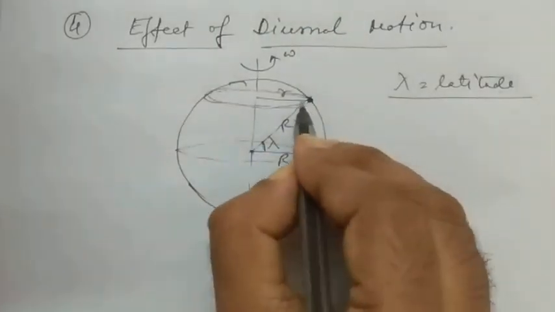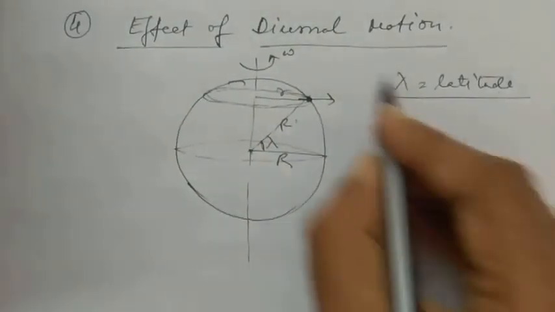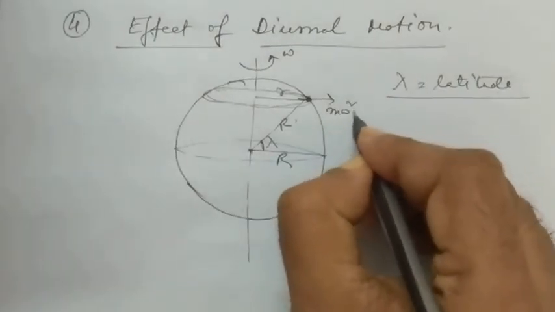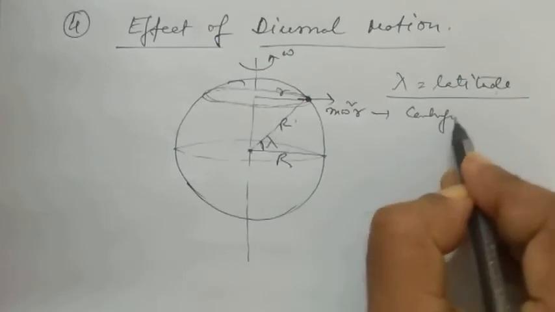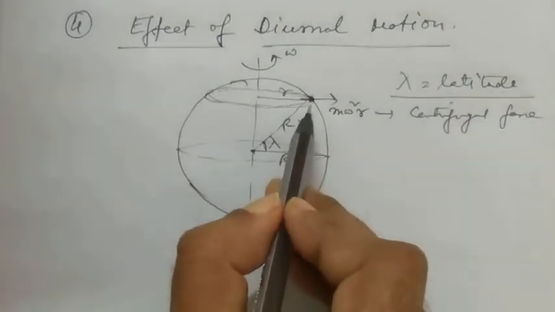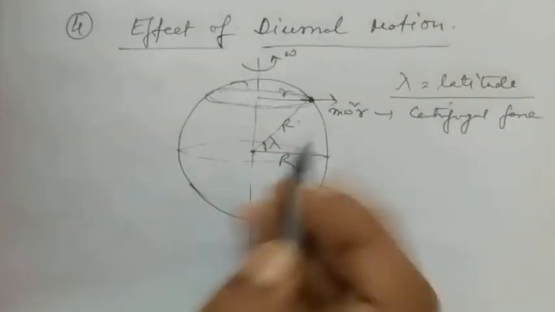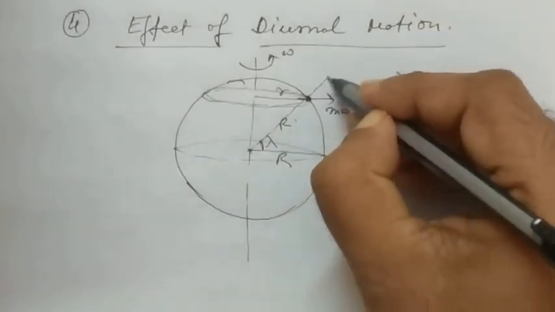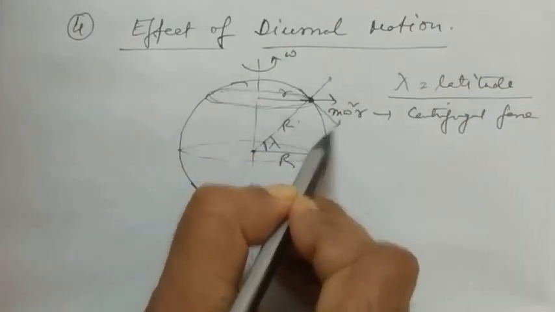Now the force acting on the particle in the outward direction, radially outward, we all know to be m omega square r, or rather the centrifugal force. Now we are dividing this centrifugal force into two components. One component will act radially outward, and one tangentially downward.